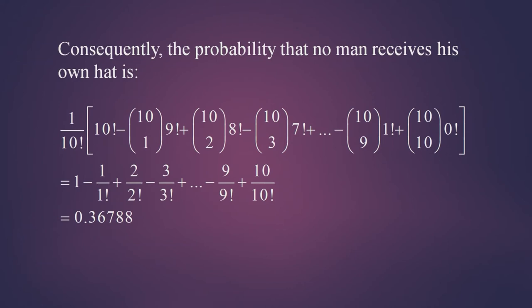So, it will be 1 minus 1 by 1 factorial plus 1 by 2 factorial minus 1 by 3 factorial, and so on, up to plus 1 by 10 factorial. If we calculate this, we will get the value 0.36788.